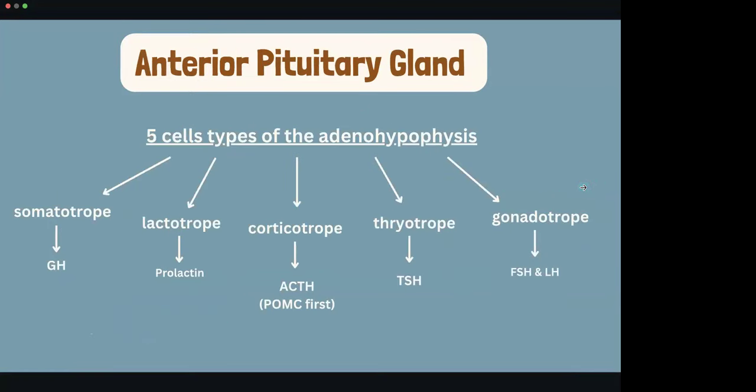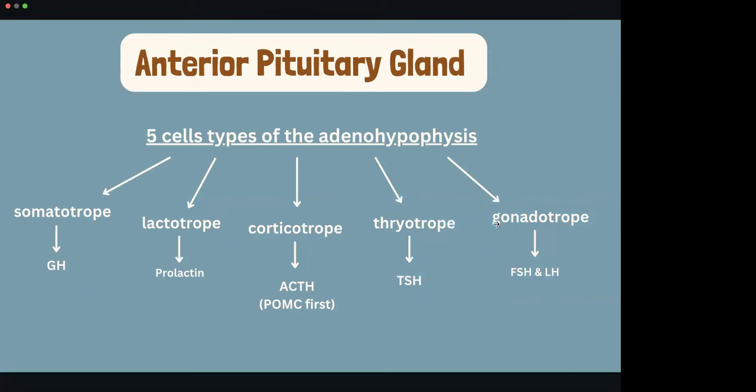Now, the anterior pituitary gland is divided into 5 main types based on what type of hormones they're producing. So we have somatotropes, lactotropes, corticotropes, thyrotropes, and gonadotropes. Somatotropes release growth hormone, lactotropes produce prolactin, corticotropes produce ACTH, actually POMC first, but then ACTH. Thyrotropes release TSH, and then gonadotropes FSH and LH. Now, this is just based on what type of hormones they're producing, right?